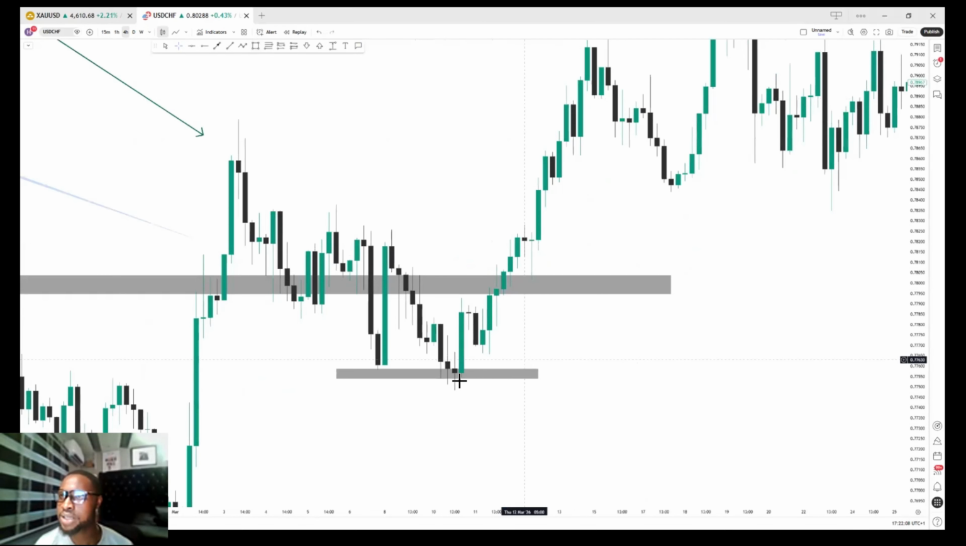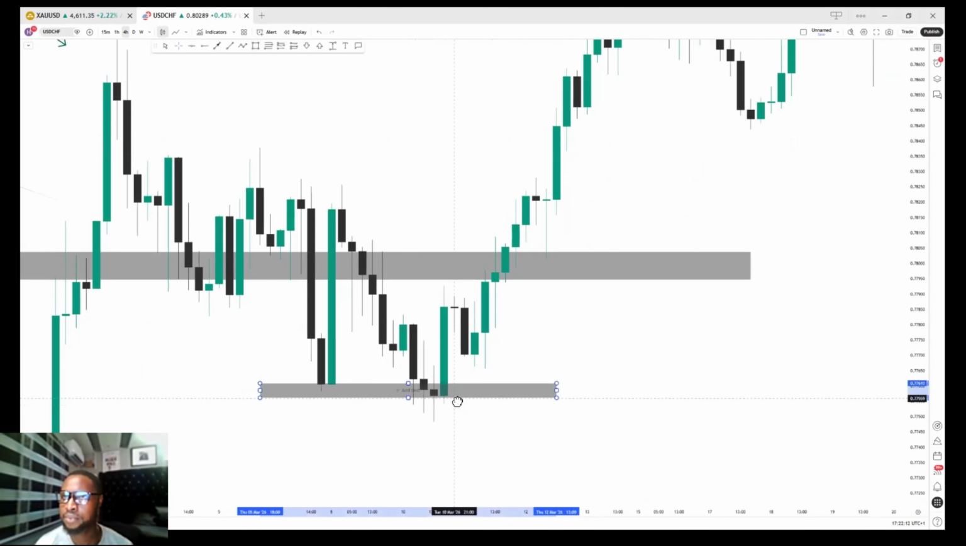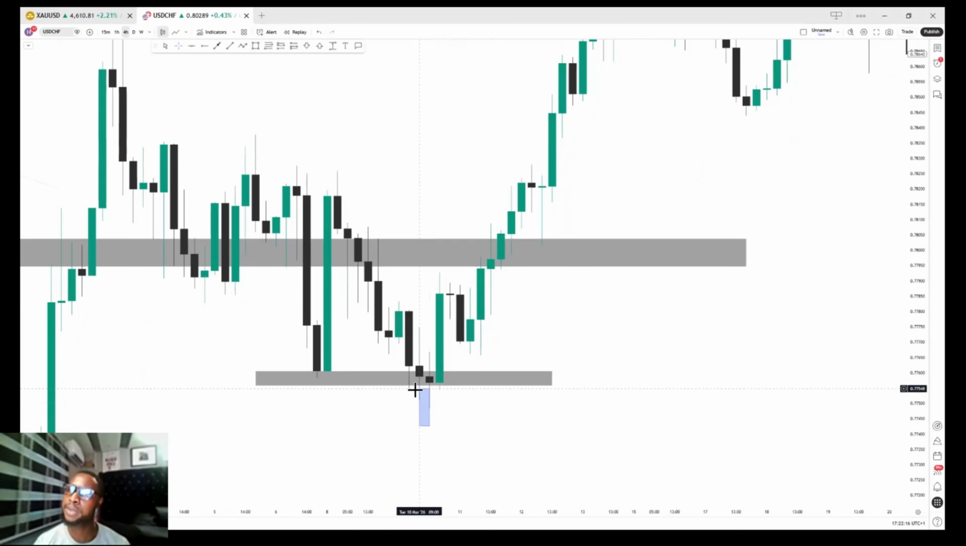Now if you zoom in, you can see what happened here. We had wicks in this place. We had wicks all over this place. Can you see it? But these wicks did not break the low.